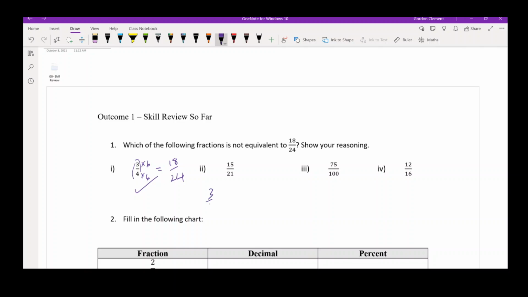So if I look at 3/4, to match the 15, I'd have to times the top by 5 and get 15. But if I times the bottom by 4, I get 20, and I see that that's not 21. So I know that one is the one that's not going to be equal to the other ones, because it's not the same as 3/4. Same deal here, 3/4. If I times the top by 25, I get 75. If I times the bottom by 25, I get 100. This one is a match.